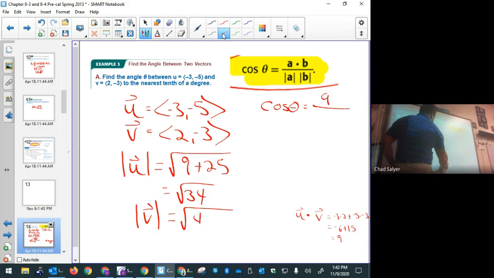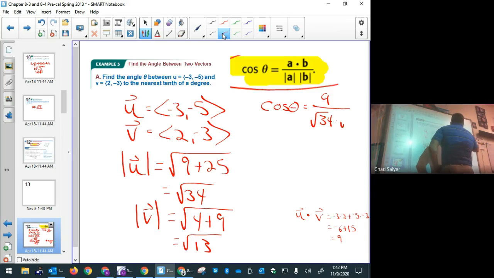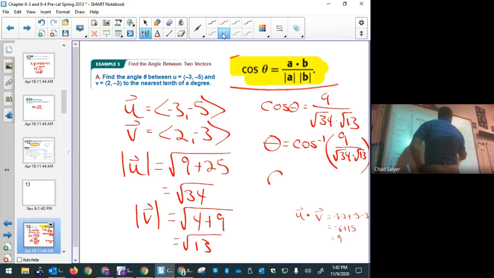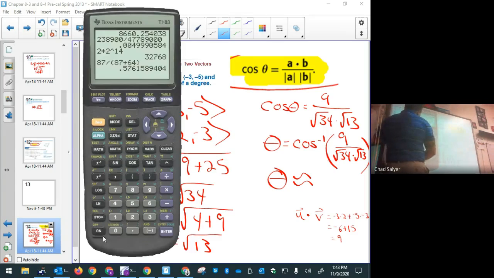Magnitude of V, radical 13. So theta is going to equal the cosine inverse of that ratio. I won't bother to rationalize anything because it's not a final answer. Cosine inverse of 9 divided by, put your denominator in parentheses.